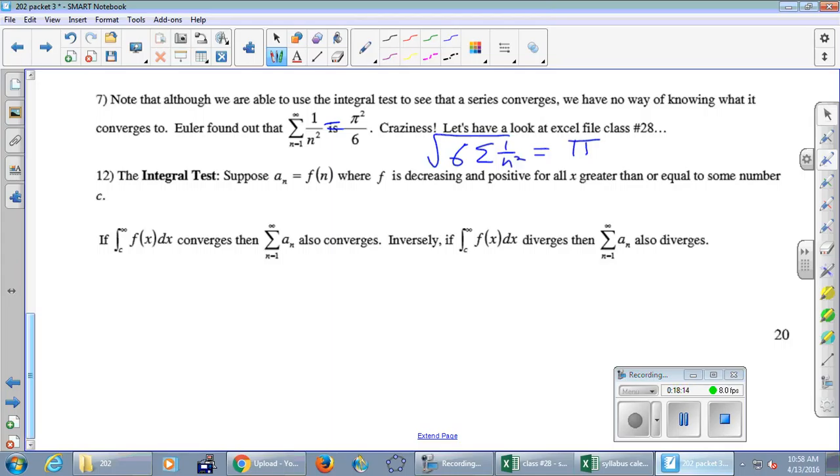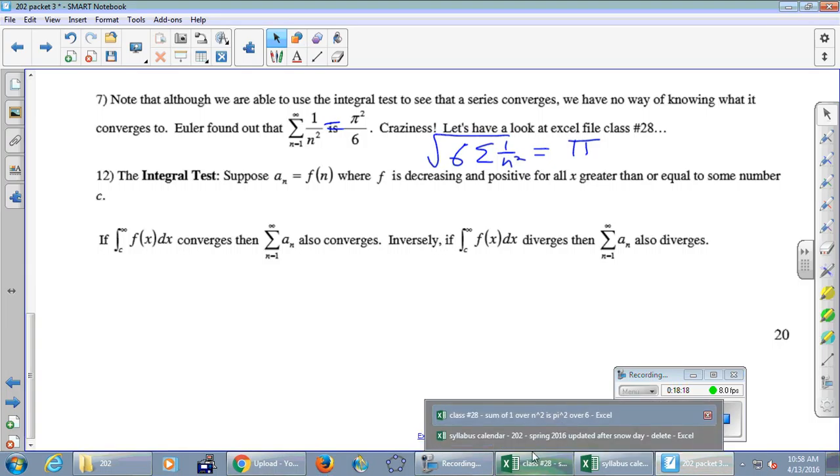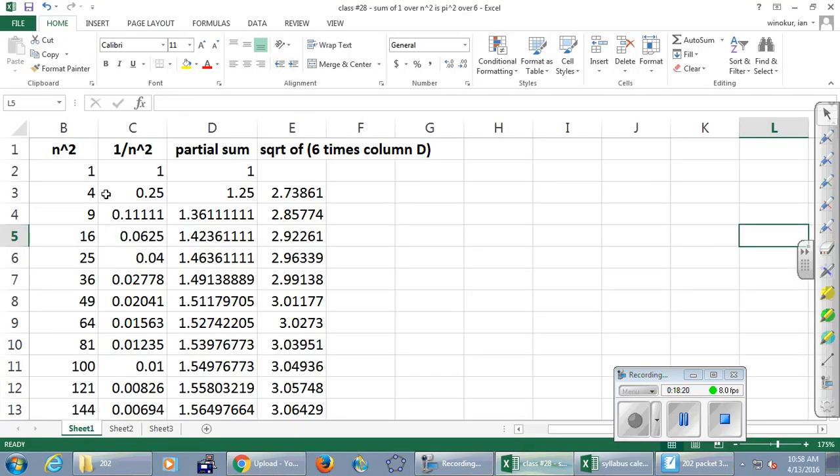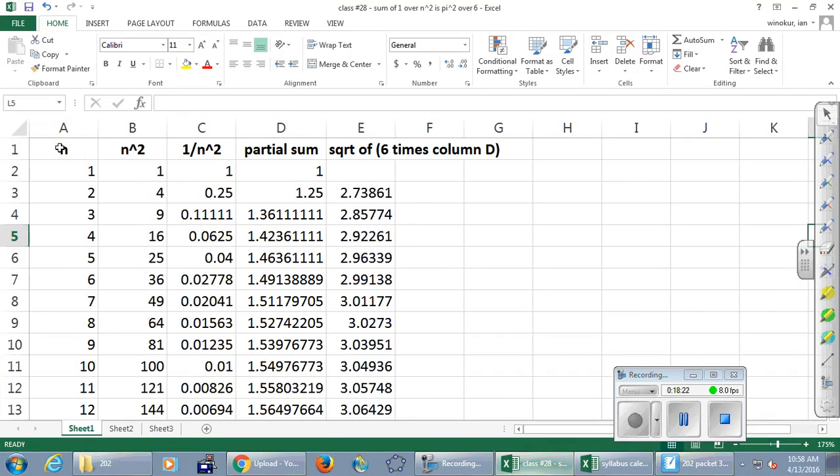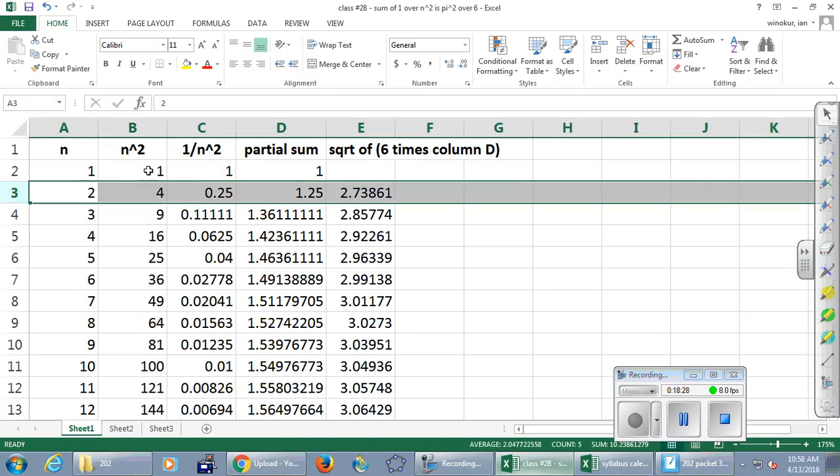Okay, so I made an Excel spreadsheet. It did not take long. Here it is. The first column is just n's, counting starting at 1. The next column is n squared. I'm going to focus on this row right here. So if n is 2, n squared is 4. Then I do 1 over n squared. So we're doing 1 over 4. Excel is going to do everything as decimals. So 1 over 4 is this 0.25.